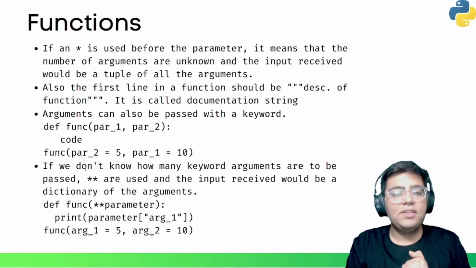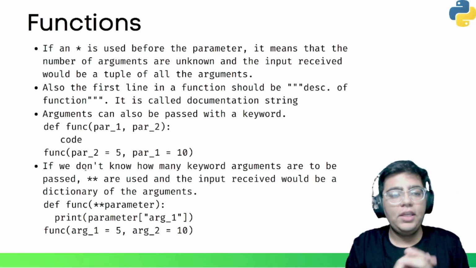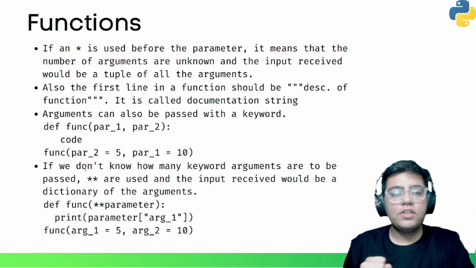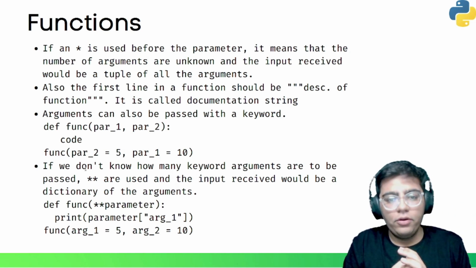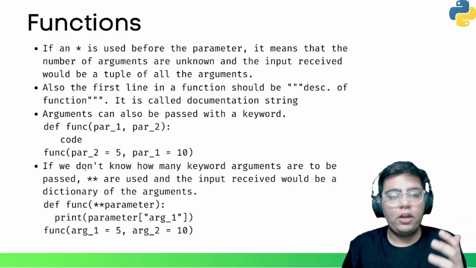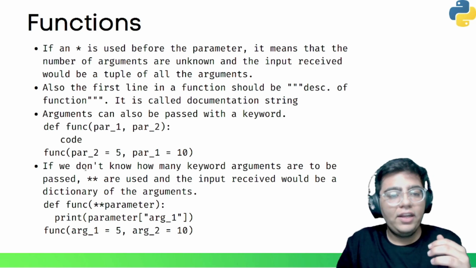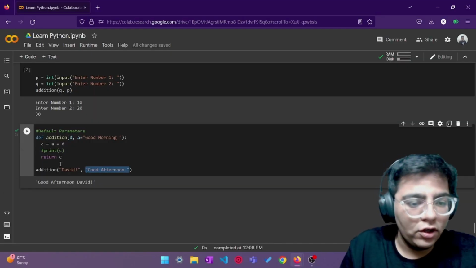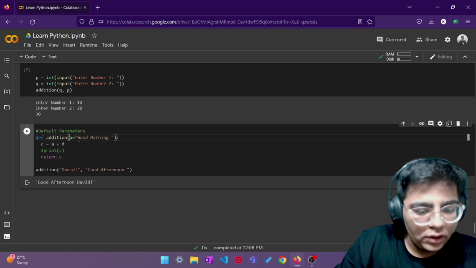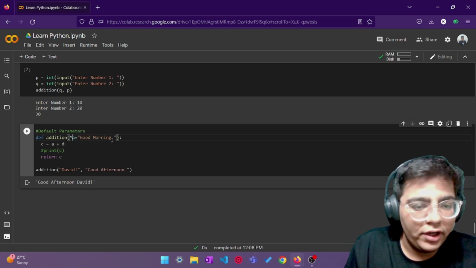Now sometimes what happens is that you don't know how many parameters, how many arguments would be received, right? You might receive 10, you might receive 15 arguments, you don't know how many you're going to be receiving. So in that case we can use an asterisk over here. All right, so what we can do is put an asterisk over here.